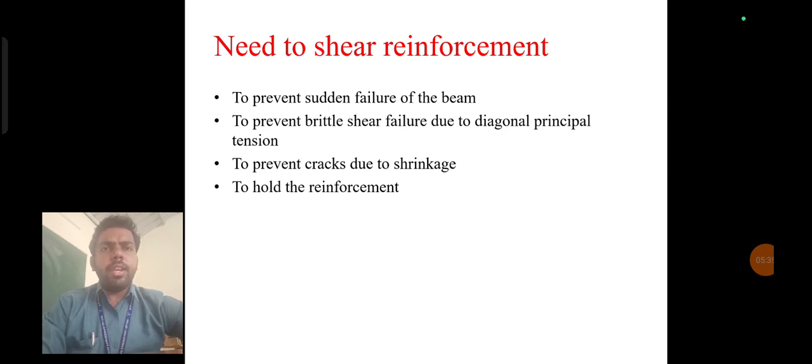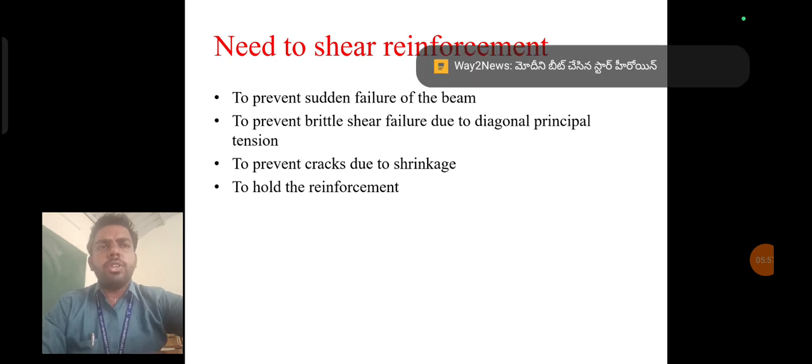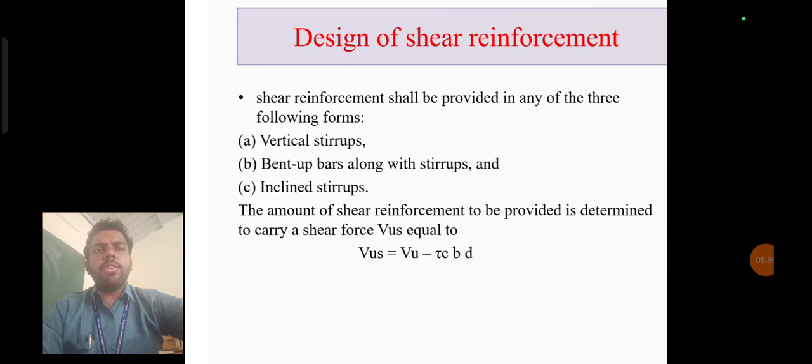And next, to hold the reinforcement using stirrups, the main bars at every corner should be placed. The main bars should be capable of holding this shear reinforcement, which needs to be provided in a beam or column or any structural element to hold the main reinforcement. It is used to find the shear reinforcement.